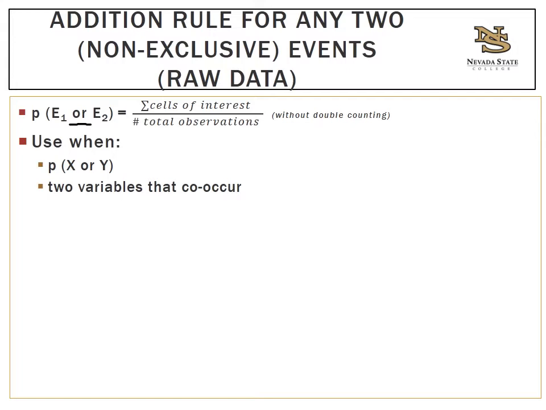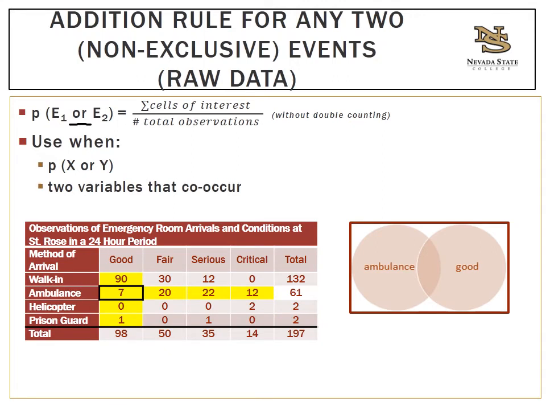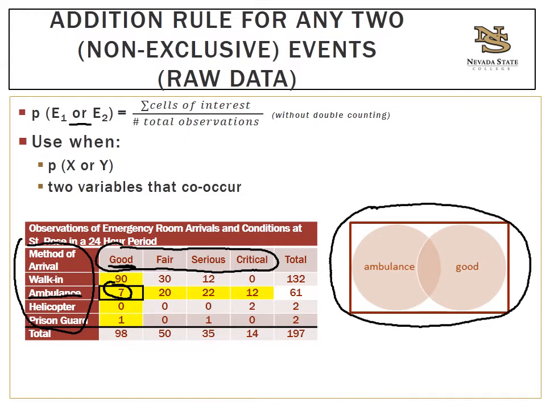So if we take a look at this data, now we're looking at 2 events. We're looking at the method of arrival here, and we're looking at the condition right here. So what if we need to know the probability that the next ER patient will come in an ambulance or be in good condition? So we've got good here, ambulance here, and here's where those 2 things intersect. So basically, we're looking for everything in this Venn diagram. This intersection represents this right here, but we're not saying that they come in an ambulance and in good condition. That would be just this. We're saying they can either be in good condition or they can show up in an ambulance. So that's representing all of this here.